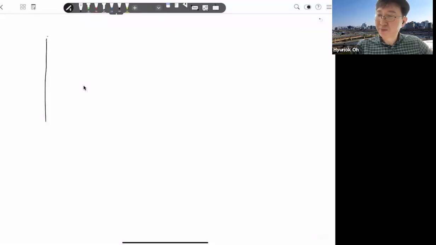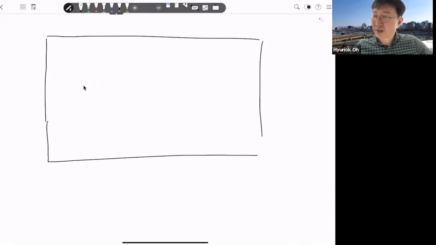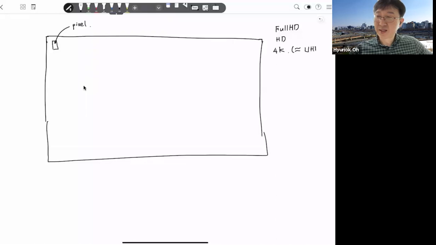But anyway, if you look at the screen closely, there are some small rectangles, right? This rectangle is called a pixel. Maybe you heard about full HD or HD or 4K, right? Or UHD. So full HD, HD and 4K depend on the number of pixels. You already know that this is related to the resolution, right?